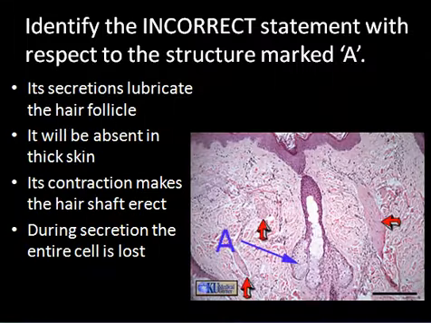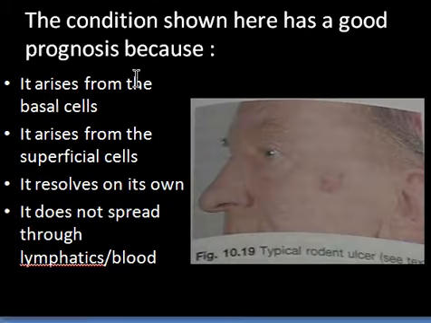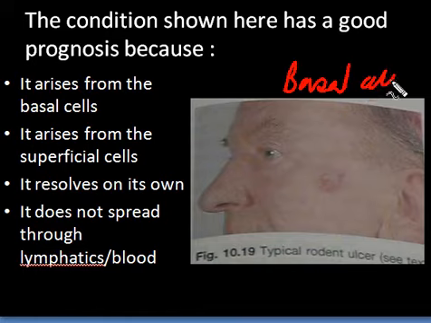So let's now look at the next question, which shows you, again, you have to first identify the condition and then only you'll be able to answer this. So the condition shown here has a good prognosis because, and this is a rodent ulcer, as you can see here, which is also known as basal cell carcinoma. So rodent ulcer is also called basal cell carcinoma, and this is in your notes in the skin conditions link.